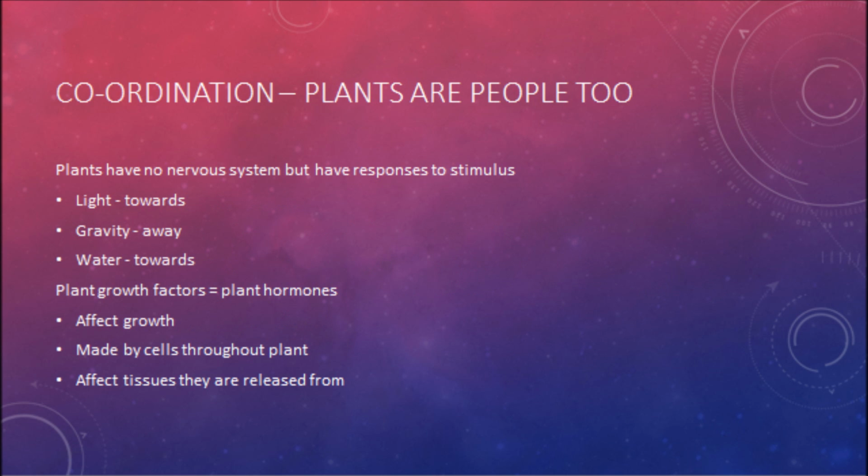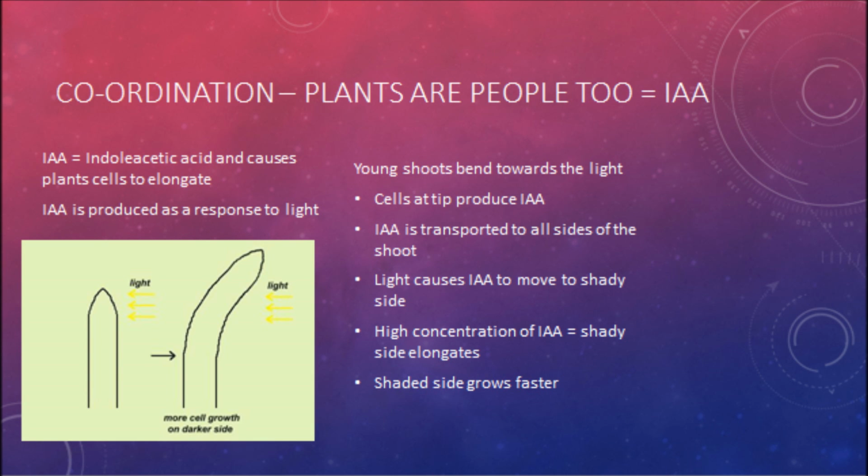Plant growth factors are the equivalent of plant hormones, which cause responses to a variety of stimuli such as light, gravity, and water. The plant growth factors influence the growth of a plant and are released throughout the plant by cells, and can even affect the tissue that they are released from, rather than a target which is a distance away. IAA, or indole acetic acid, is one of these plant growth hormones and causes plants to elongate as a directional response to a light source.